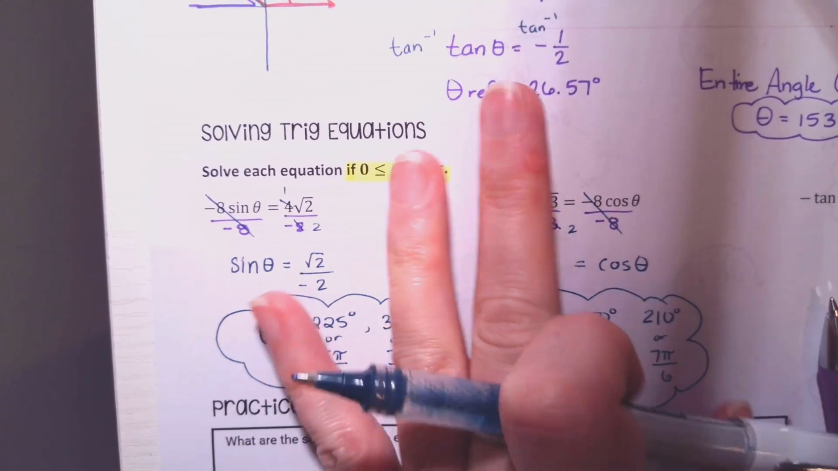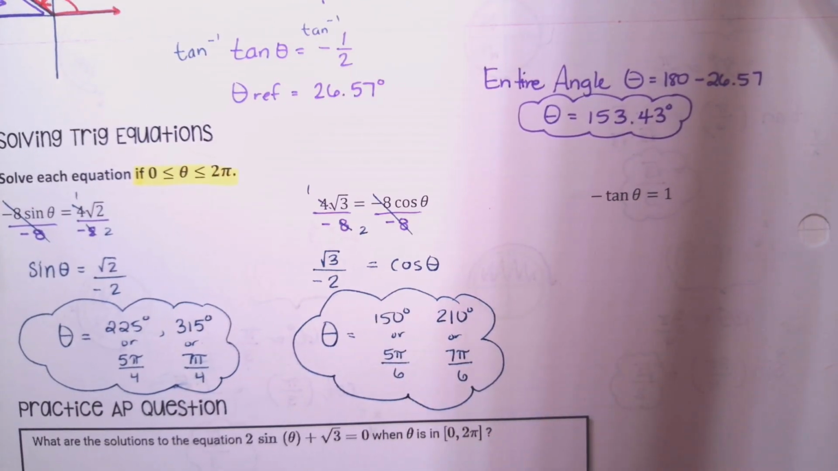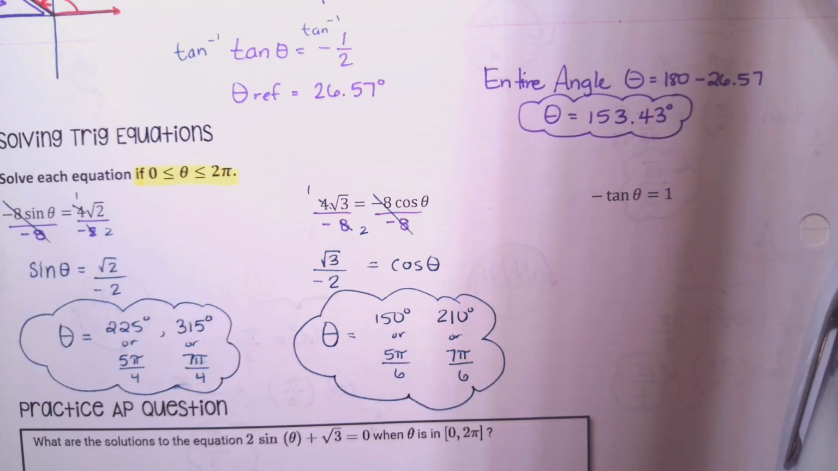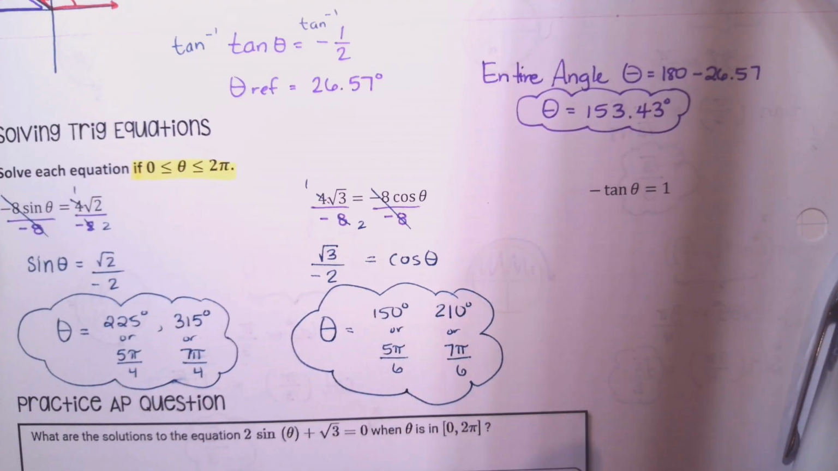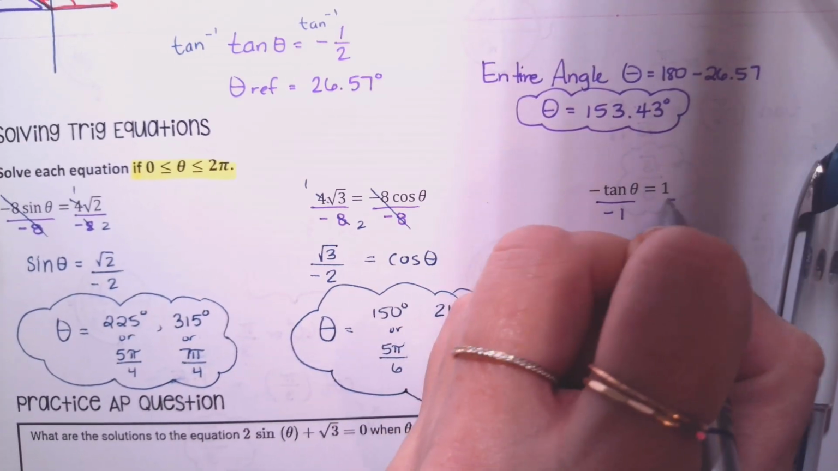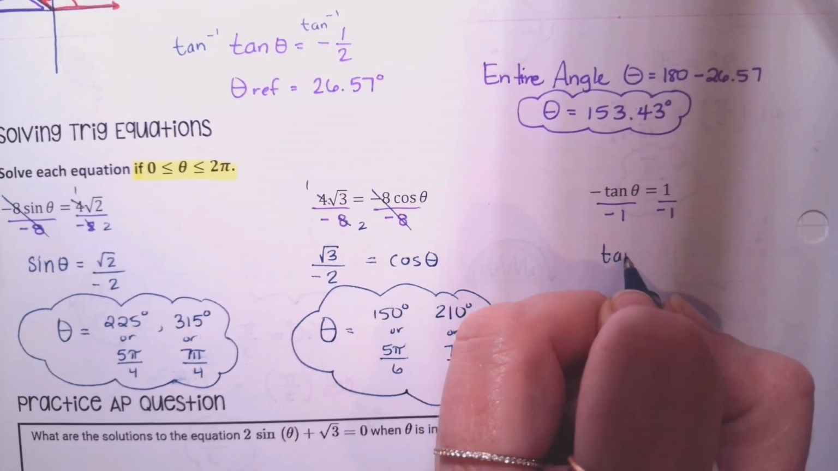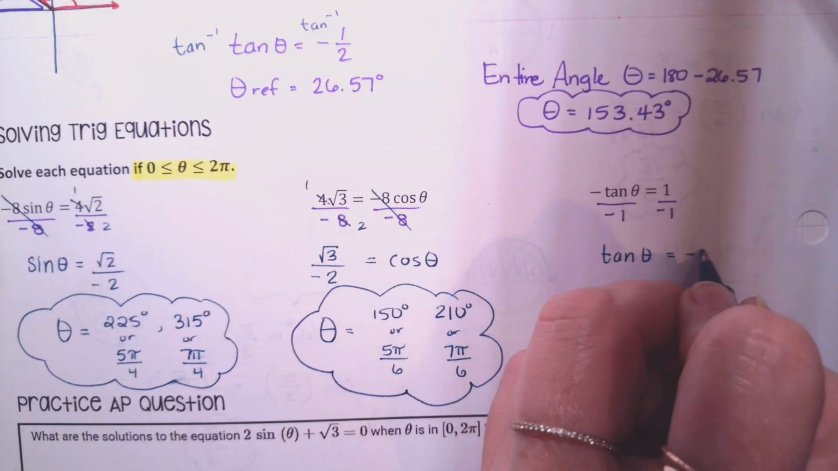Okay, and then last little guy here, negative tangent of theta equals 1. So again, we're trying to solve this equation for the angle. First thing I want to do is isolate just tangent of theta. So I'm going to cancel that negative by dividing by a negative. Okay, that leaves me with tangent of the angle equals -1.